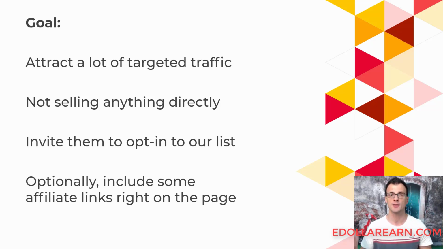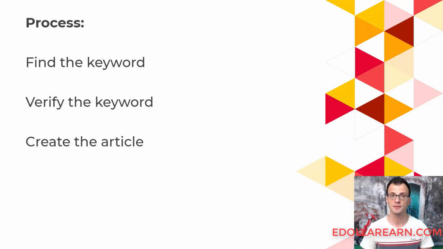And I'm going to show you in one of the future videos how to set that up. Optionally, you can also include some affiliate links right on the page, and we might also have some ads on the page as well. But the main goal is really to attract a lot of targeted traffic. We're going to be going for high search volume terms. The process for that is to find the keyword, verify the keyword, and create the article. So let's work through it together.